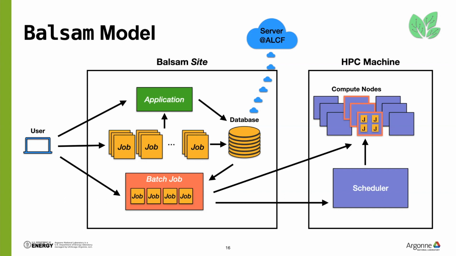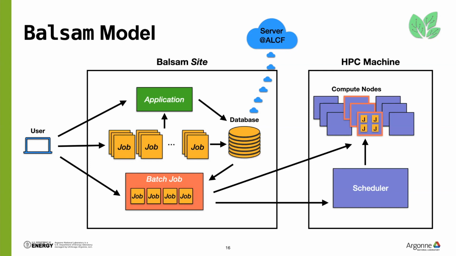Then the user can create what's called a batch job object. When this happens, the site will communicate with the scheduler to provision nodes, submitting a job to the scheduler, which will provision nodes that the batch job object can then deploy jobs to. So the batch job will pull jobs from the database and then put them on the compute nodes that it has gotten from the scheduler. So this is the basic schematic model of what's happening in Balsam.